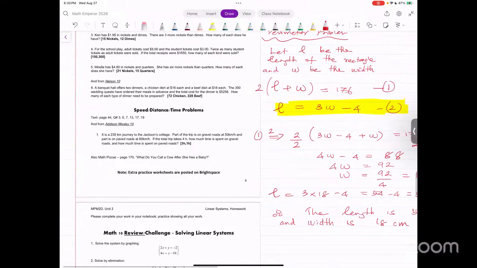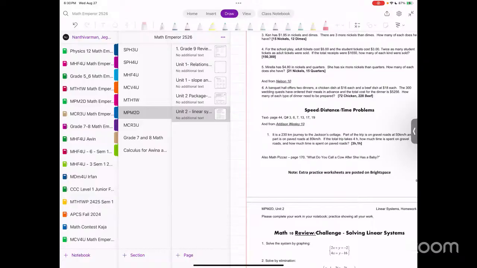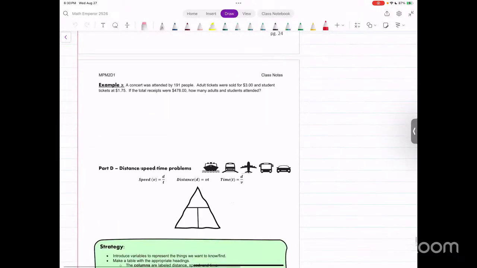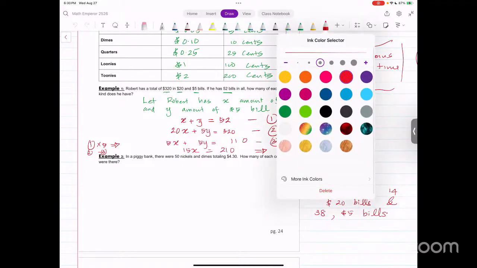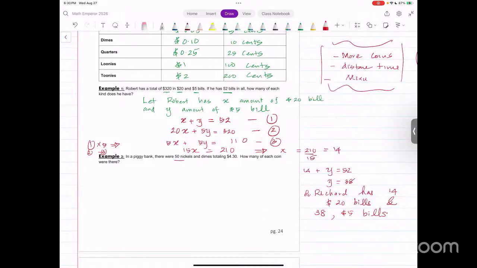All right, I'm going back to my handout. On my handout, oh no, I didn't do all the questions yet. So we have a money problem. Let's go back to my example 2, a money problem to work with. The money problem is a little tricky. Let's see how to work with it. In a piggy bank, there are 50 nickels and dimes totaling $4.30. How many of each coin were there? So we're going to start with let.